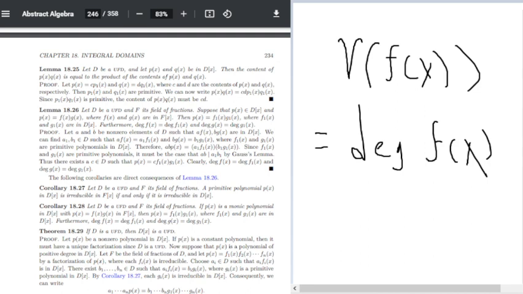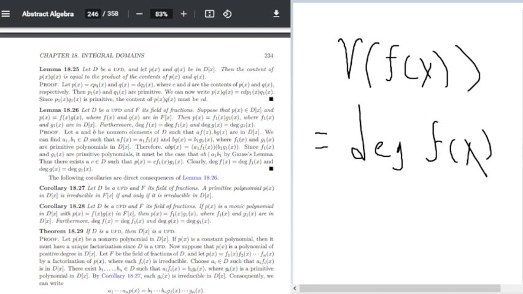We can find A1, B1 in D such that A f(x) is equal to A1 f1(x), and B g(x) is equal to B1 g1(x), where f1(x) and g1(x) are primitive polynomials in D[x]. Therefore, AB p(x) is equal to A1 f1(x) times B1 g1(x). Since f1(x) and g1(x) are primitive polynomials, it must be the case that AB divides A1 B1 by Gauss's lemma. Thus, there exists a C in D such that p(x) is equal to C f1(x) g1(x). Clearly, degree of f(x) is equal to degree of f1(x), and degree of g(x) equals degree of g1(x).